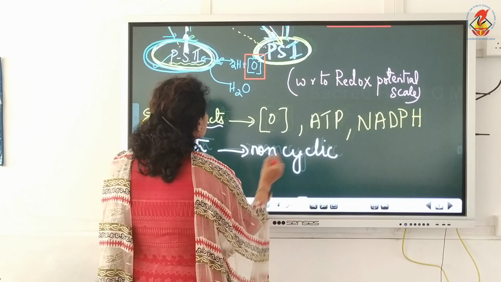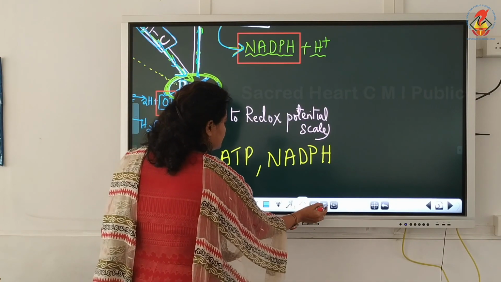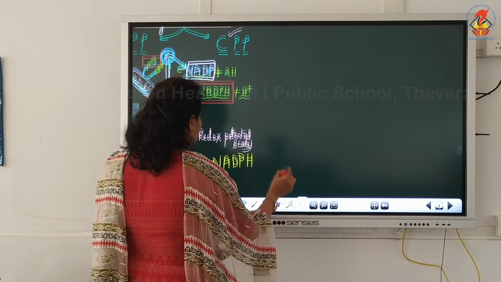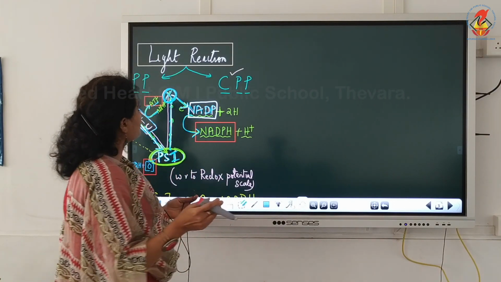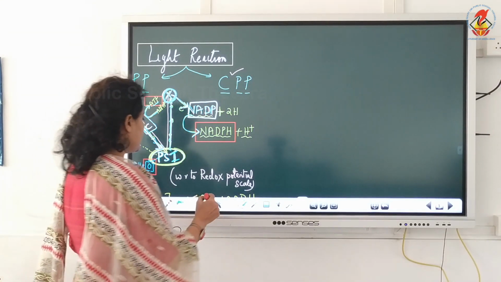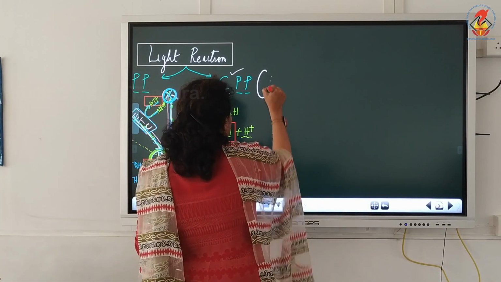Now moving on to the second type of light reaction. There are two types. It's not that the two types should occur in the same organism. It's either NCPP or CPP. CPP occurs mainly in bacteria.